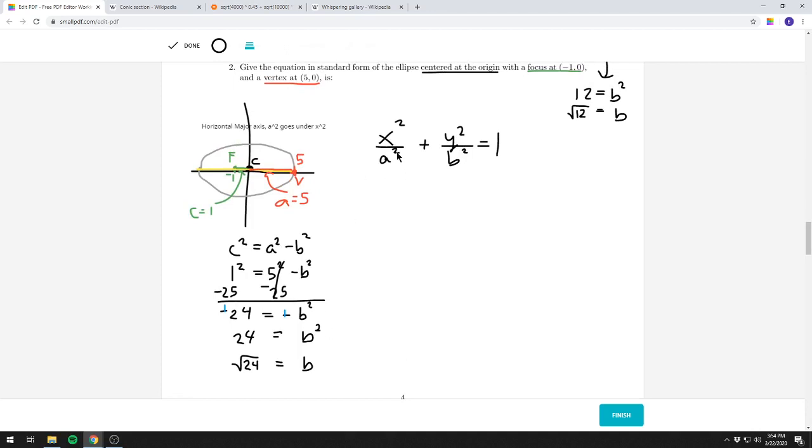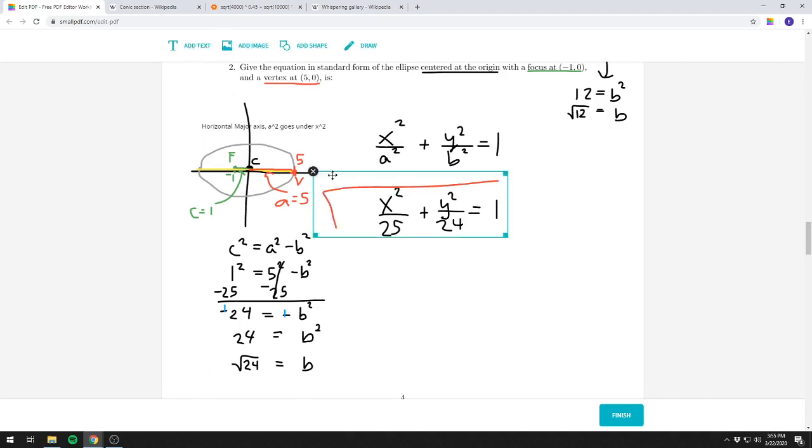Right, but we want to put a squared and b squared in our formula. Go ahead and plug that in. Since a is 5, a squared is 25. Since b squared is 24, we can just directly put that in, and that equals 1. And that was a terrible line. Let me get rid of that real quick. And that is our final answer.